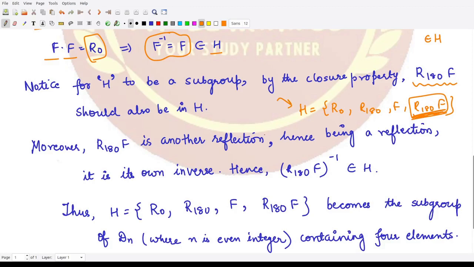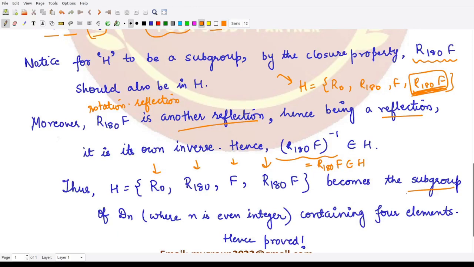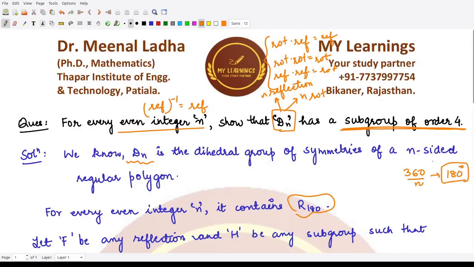So what is this R180f? A rotation composed with a reflection. This is a rotation, this is a reflection, so this is another reflection, a property we know. And the inverse of any reflection is itself, so its inverse is just R180f, which is already present in H. So the set H, which consists of these four members, is a subgroup, because the closure property holds as well as the inverse of each element is present within it. Hence we found a subgroup of order 4 for Dn, where n is some positive even integer.